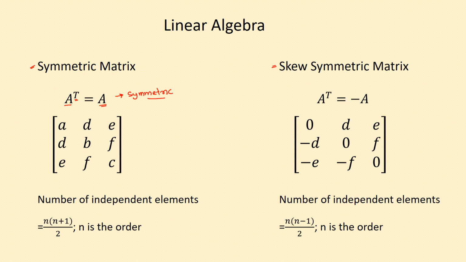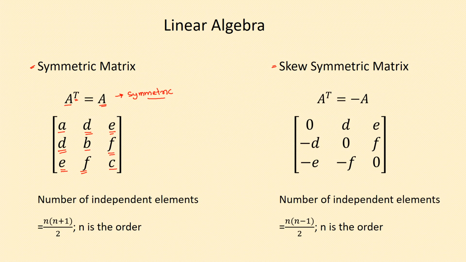Now what is the form of the symmetric matrix? Here A, B, C are the diagonal elements, and D, E, F are the upper off-diagonal elements, and the lower off-diagonal elements should be the same as the upper off-diagonal elements, that is D, E and F. Here D, E and F are there, and the same should be repeated in this form: D, E, F.